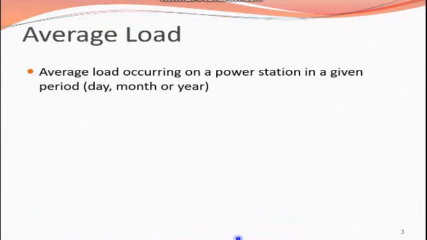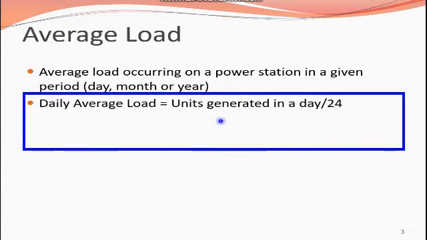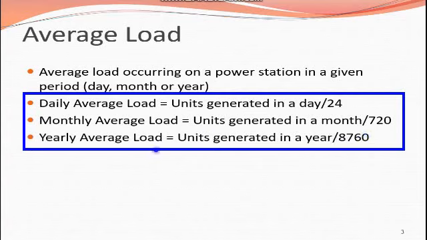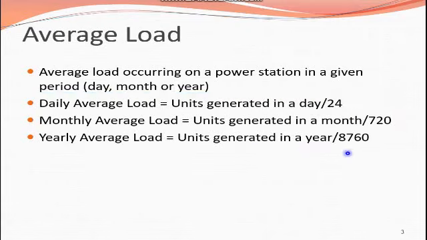So what is average load? Average load is the load occurring on a power station in a given period: day, month or a year. So it has different formulas. Daily average load, how can we calculate it? It is equal to units generated in a day divided by 24, the number of hours in a day. Monthly average load is equal to units generated in a month divided by 720, and yearly average load is equal to units generated in a year divided by 8760. So you can calculate it according to your demands.